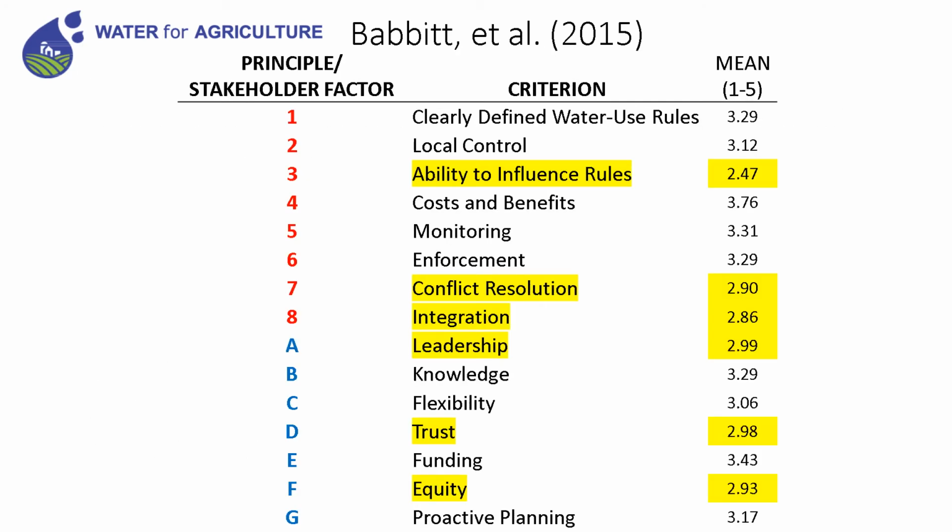Some results that we build upon from the 2015 study from Babbitt and others regard these 8 principles and 7 stakeholder identified criteria. They used a Likert scale of 1 to 5, meaning that anything below 3, the survey participants, the stakeholders, disagreed that the criteria were being implemented or followed well, and anything above 3 meant that they generally agreed that the principle was being followed.